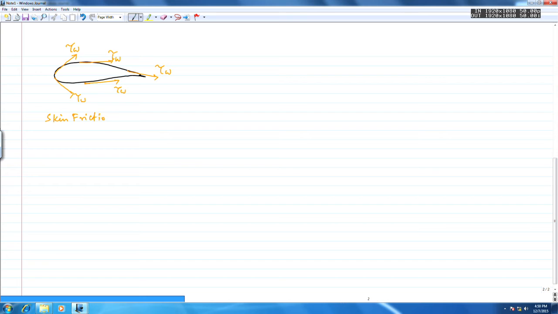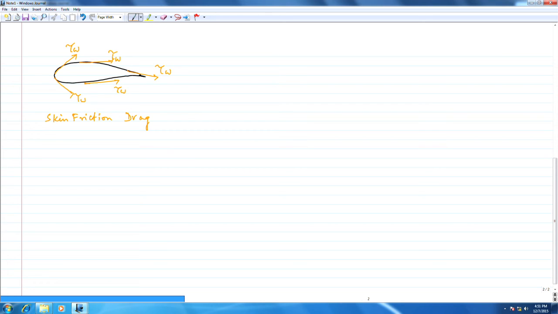You can think of this as basically the flow dragging itself on a solid surface, because the flow is trying to move and the solid surface is trying to pull it back. So, the flow drags itself, it is kind of forcing itself on the surface, and that results in skin friction drag.